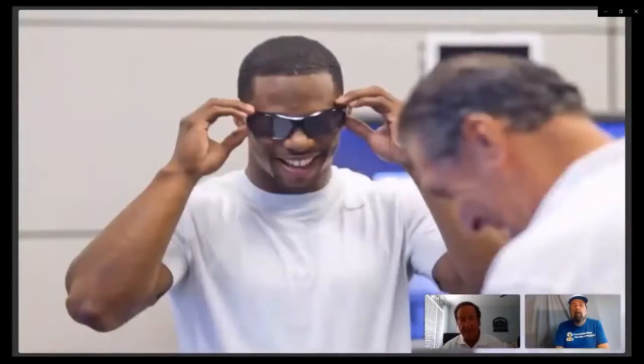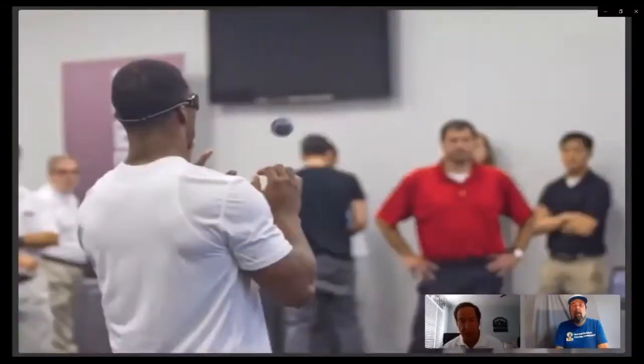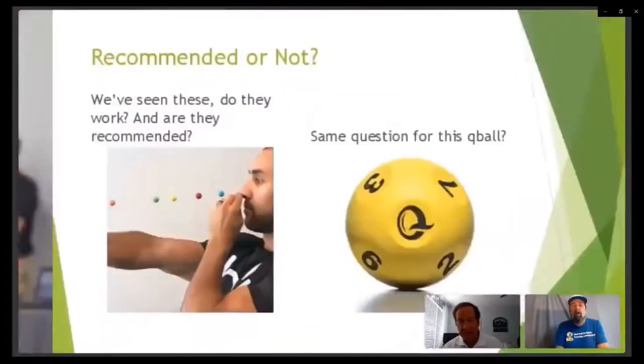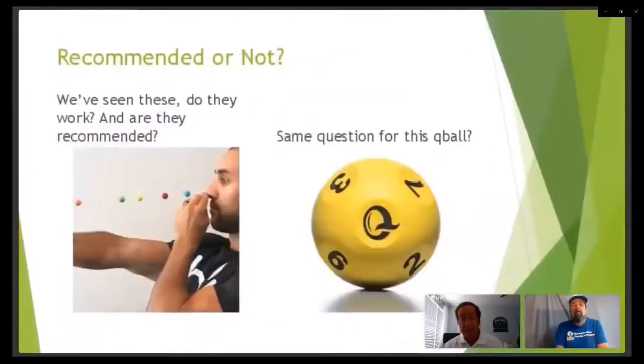And here you can see, actually, this is Victor Cruz, the former NFL player for the New York Giants, wearing those strobe glasses. And here you can see him trying to catch a ball while wearing those glasses. This was at IMG Academy. There's the ball that we were talking about.